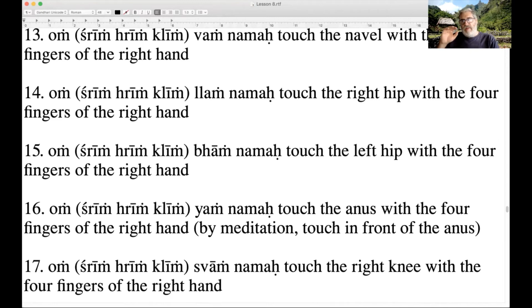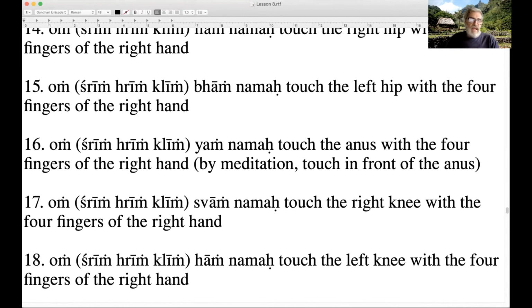Then we have Vallabha, La, double L-A. So La is the next akshara, the next syllable, right? If we add Anushwara, we get Lam. So Om Lam Namaha, touch the right hip with the four fingers of the right hand, or it could be with the other bija mantras, Om Shrim Hrim Klim or any combination, Lam Namaha, right?